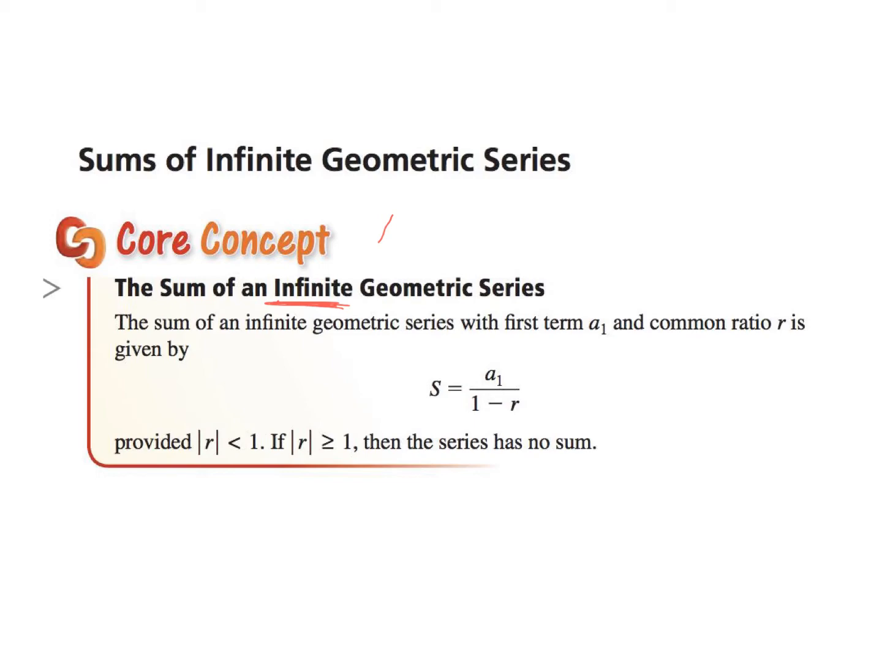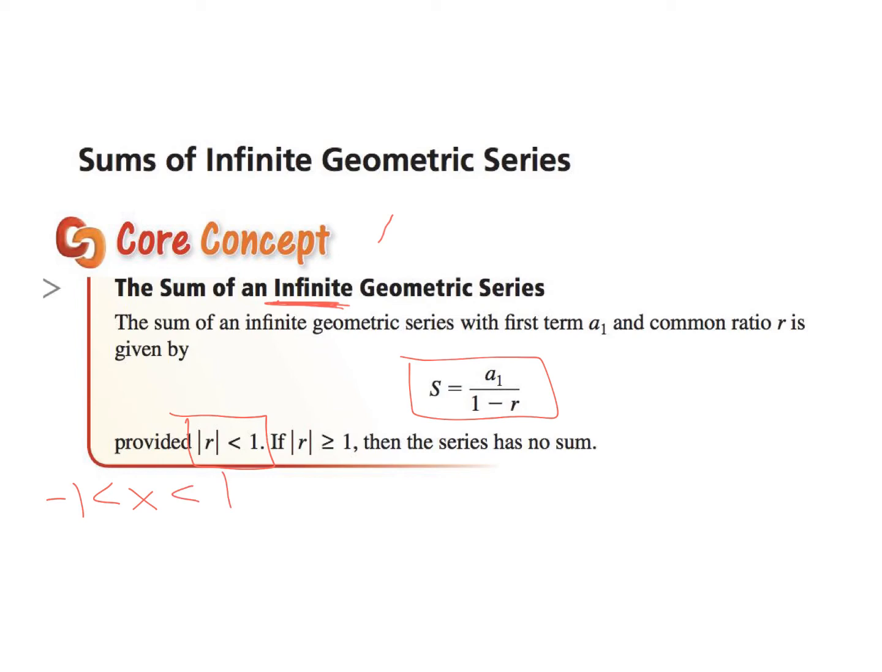So the sum of an infinite geometric series with your first term, a of 1, and your common ratio, that's your growth rate, we get this equation. So your first term over 1 minus your rate. However, there's a stipulation that the absolute value of r has to be less than 1, okay? So that means you're looking at all the values between -1 and 1, okay?